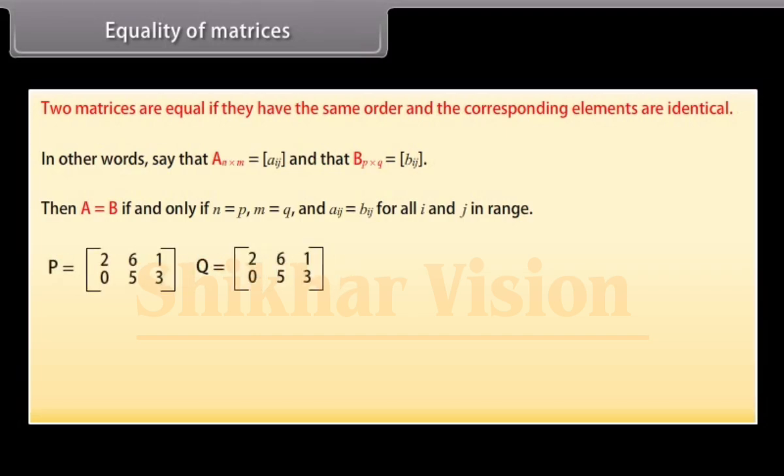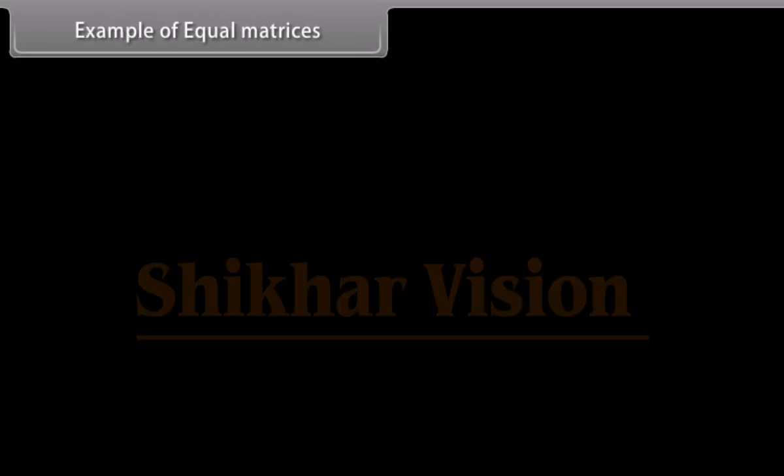Matrices P and Q are equal. Here are two matrices which are not equal even though they have the same elements. Example of equal matrices.